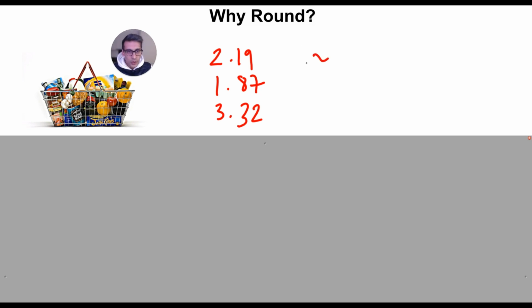You might round that to £2. You might round that to £2. You might round that to £3 and say, okay, roughly this is going to cost 3 plus 2 plus 2, £7. So this is a real life example.